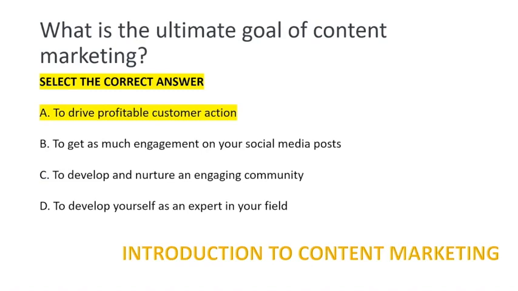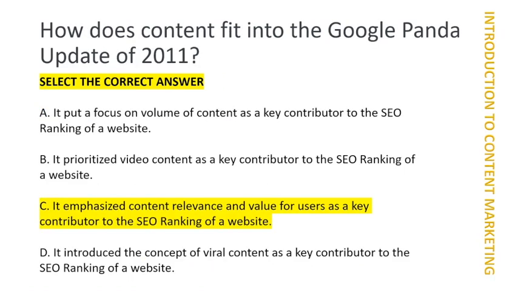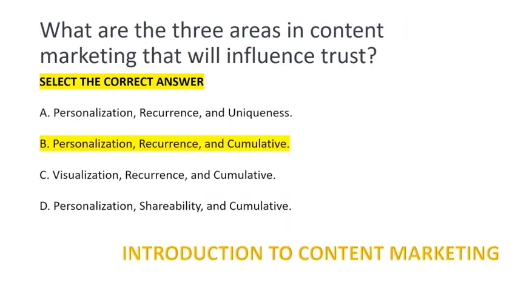A. To drive profitable customer action. How does content fit into the Google Panda update of 2011? C. It emphasized content relevance and value for users as a key contributor to the SEO ranking of a website. What are the 3 areas in content marketing that will influence trust? B. Personalization, recurrence, and cumulative.